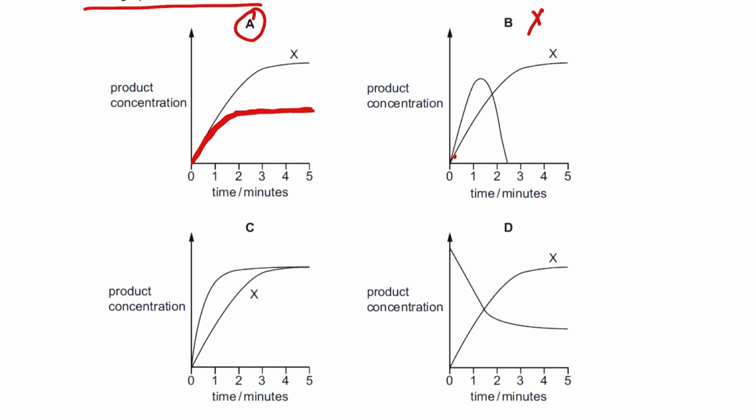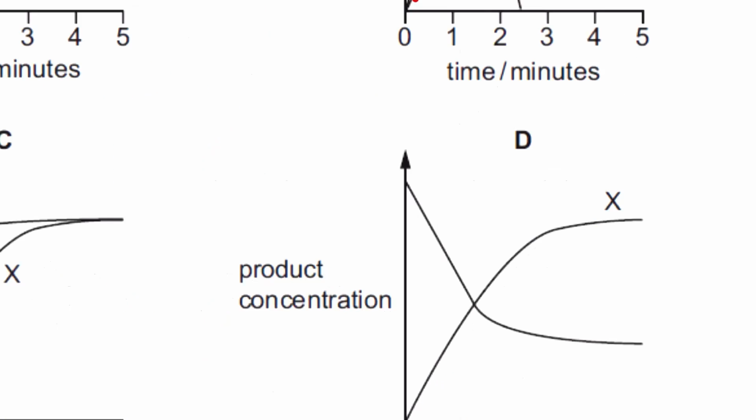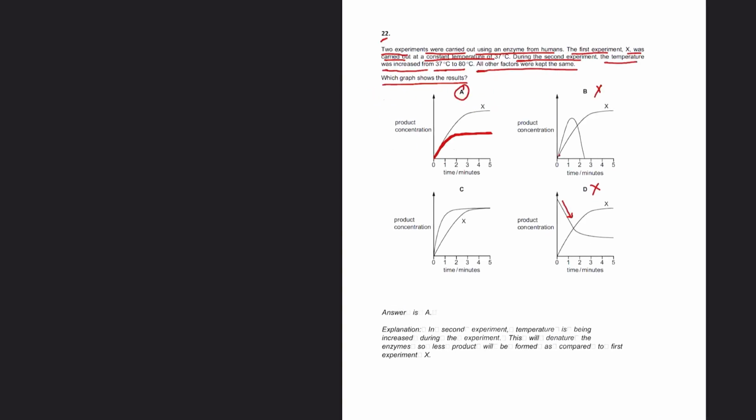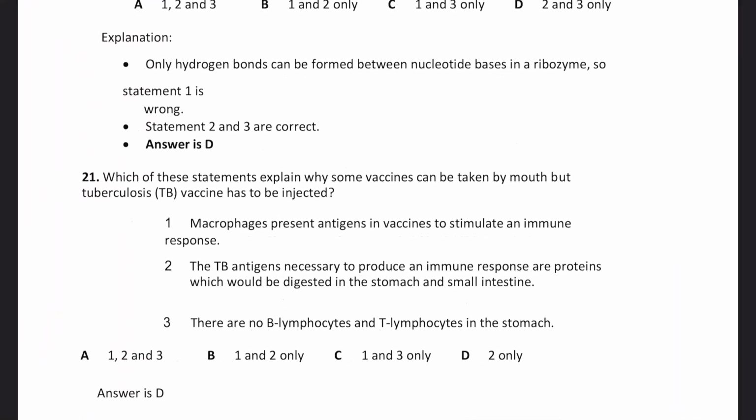Okay guys, when you increase the temperature from 37 to 80, the product concentration of the second experiment will not be equal to the first experiment. This is wrong. Product concentration will be lower than the first experiment. And in option D, they are showing that product concentration was highest at the start and then it is falling. This is not true. The answer is A. Okay guys, let's move on to MCQ number 21.